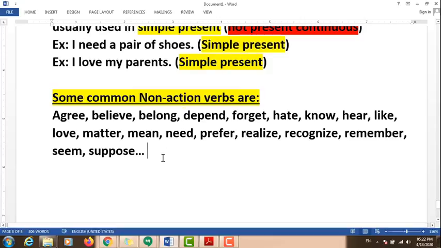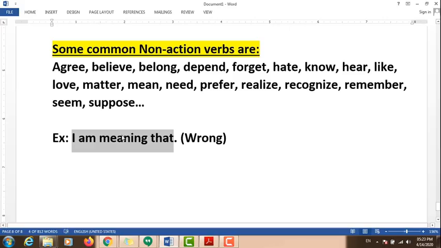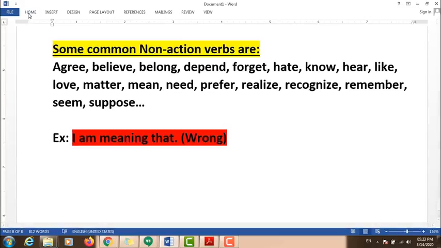Okay, so let me give you an example. You cannot say, I am meaning that. This one is wrong, because mean is what? Mean is a non-action verb, and your tense is present continuous. No, you cannot use this. I am meaning that. So this sentence is completely wrong.